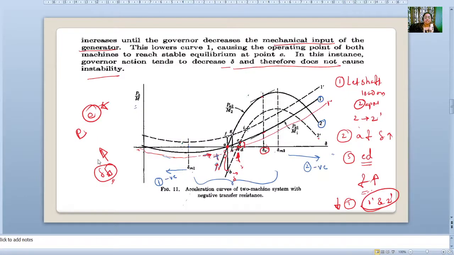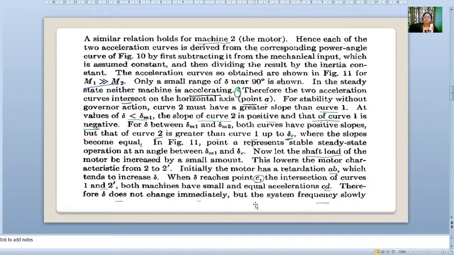Slope of curve 1 and curve 2, this also we have seen. Between del m1 and del m2 both have positive slope, but that of curve 2 is greater than curve 1 up to del mc, where the slopes become equal. In the figure, point A represents the stable steady state operation at an angle between del m1 and del c.